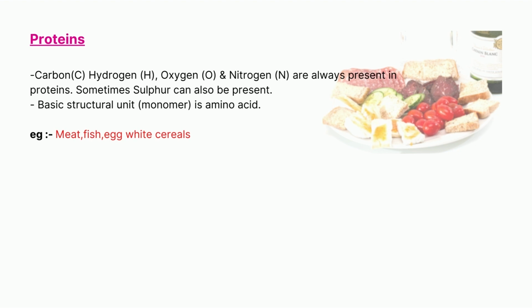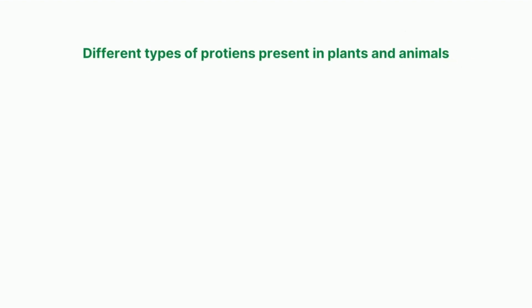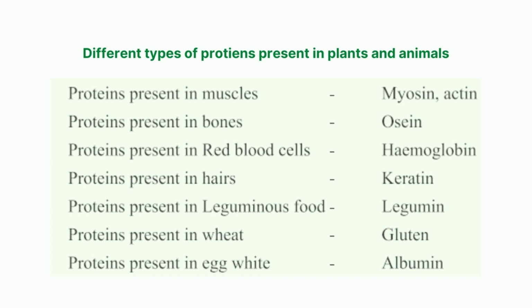And if we look at different types of food that are rich in proteins, we can consider meat, fish, egg white, and some cereals. So now we will look at the different types of proteins present in living organisms. Actin and myosin are the proteins present in muscles, and they help to give flexibility to muscles. Then the next type of protein, present in bones, is ossein, which provides a structure for the body. With the presence of bones only we have a certain shape and we are able to move our limbs.